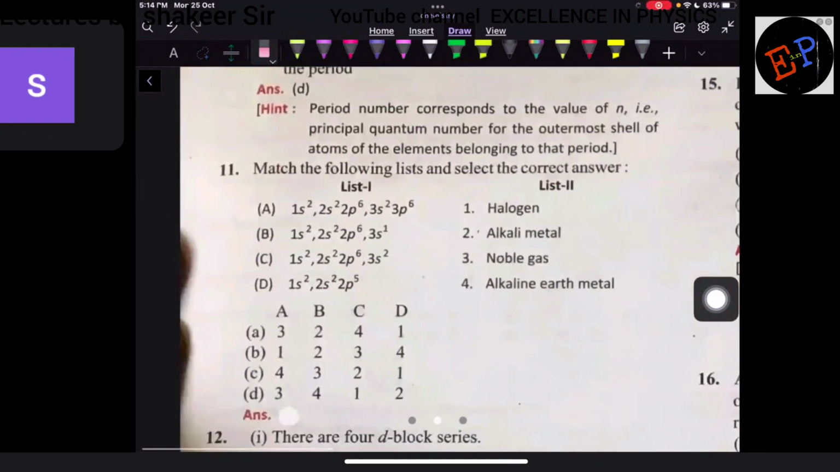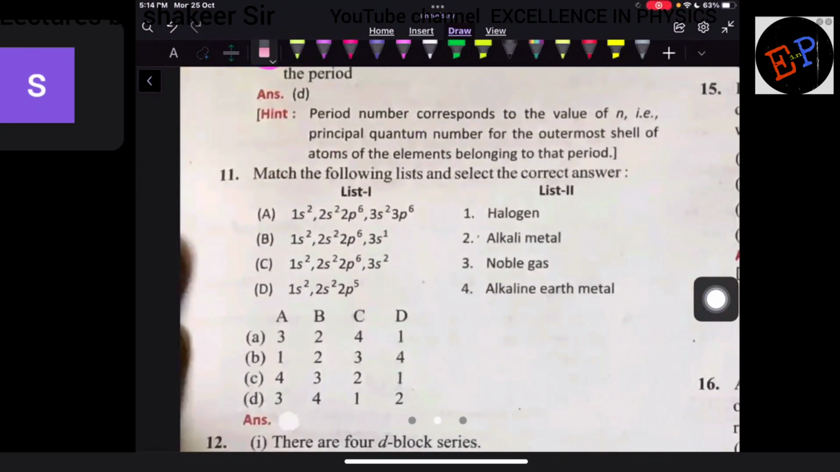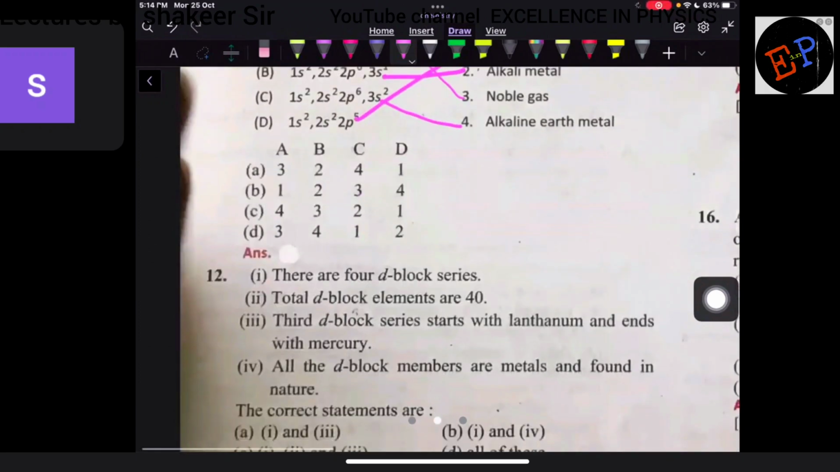Clear? Next, let us match the following list and select the correct answer. So 1s2, 2s2, 2p6, 3s2, 3p6. Outermost configuration is completely filled. So definitely this belongs to noble gas. Clear? 1s2, 2s2, 2p6, 3s1. Alkali metal, because outermost electronic configuration of alkali metal is 3s1. 3s2, alkaline earth metal. 2p5, halogen. That's it. Are you able to understand? According to that, you select your answer. So A is the answer which you give.